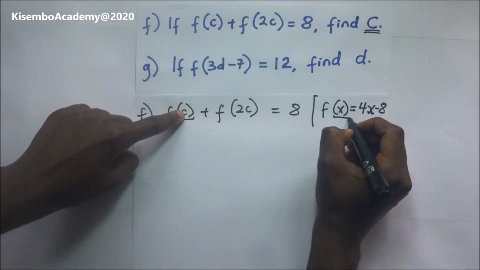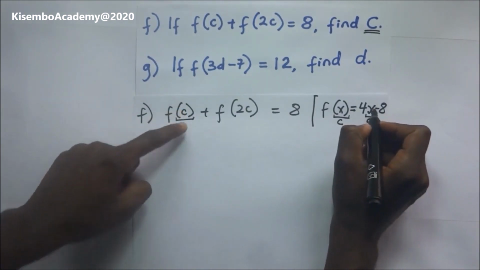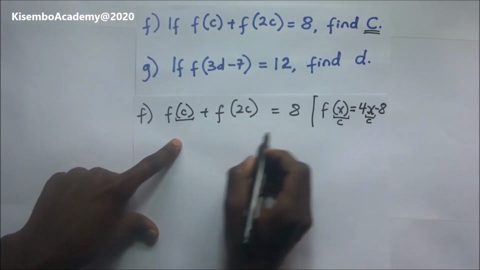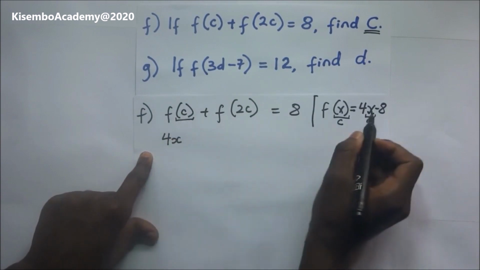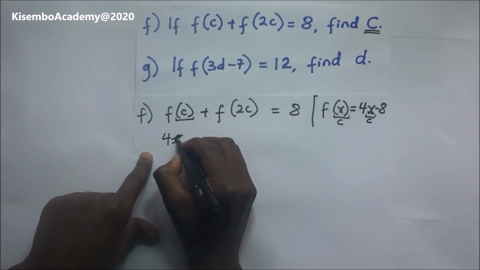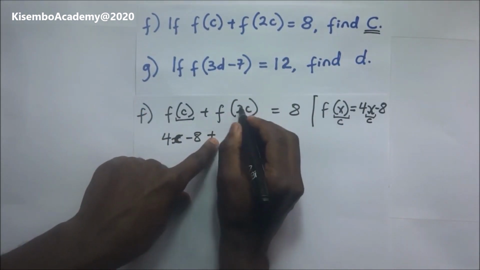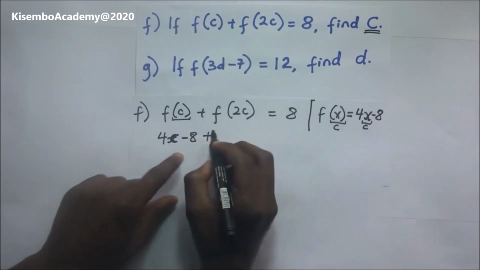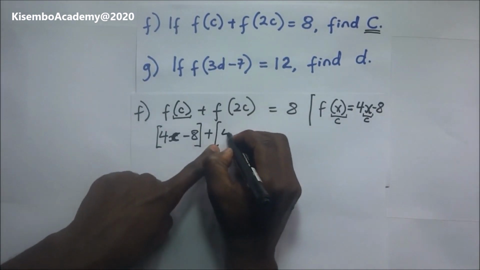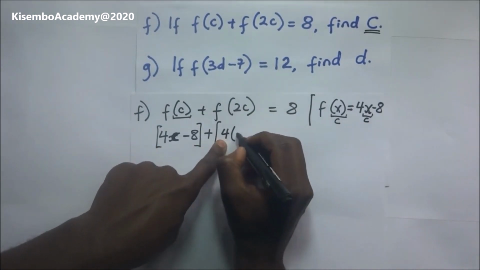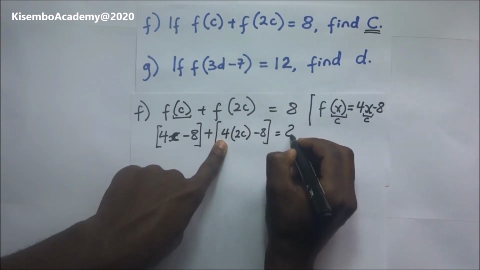So now when we put c right there, it means that this 4x is also going to become a c. So that is how we do our next step. We substitute, so this is going to become 4c minus 8, plus, again, here this is f of x, our value of x is 2c, so in the place of x here we shall put 2c. This was an interpretation for f of c, plus, now this one is going to become 4 times 2c minus 8 is equal to 8.